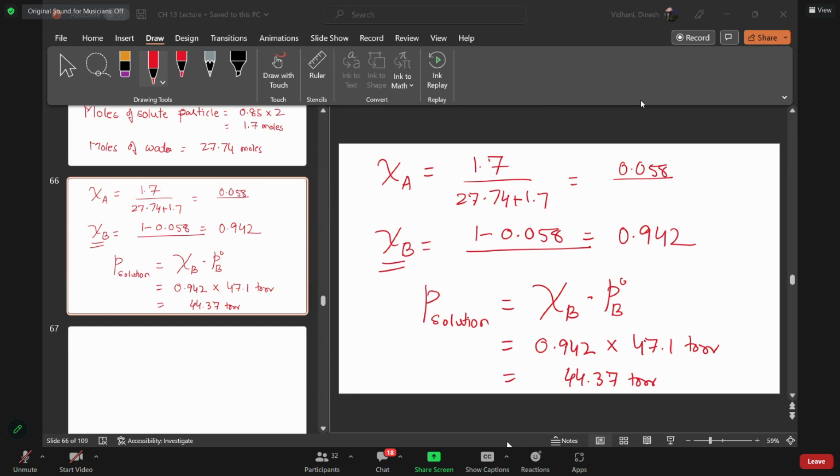What about boiling point elevation? Are we also doing that? I'm sorry, what's that? We're doing boiling point elevation as well, as part of the slides. Yeah, okay, we're going to do that.